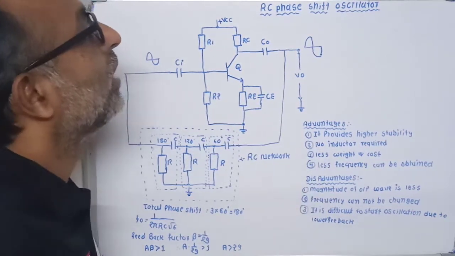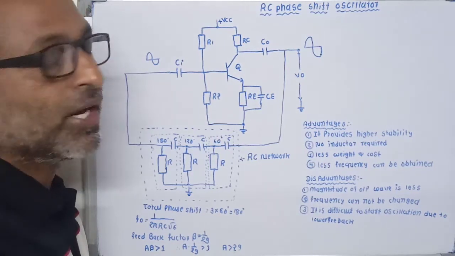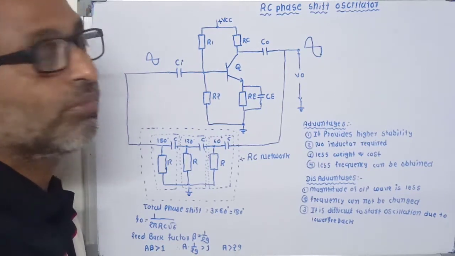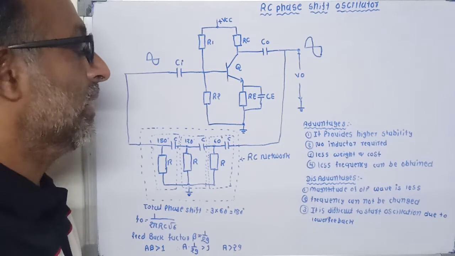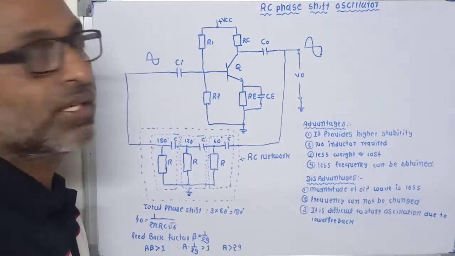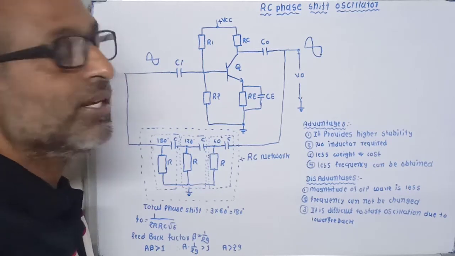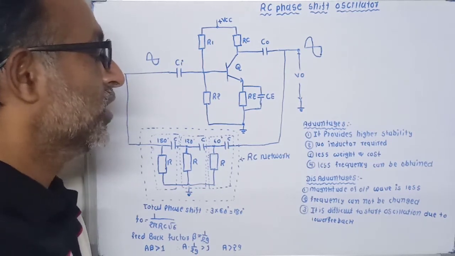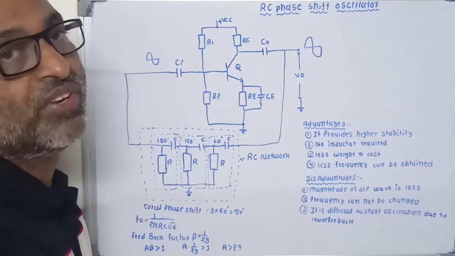Disadvantages of this RC phase shift oscillator: the magnitude of the output waveform is less. The frequency cannot be changed, that means it is fixed. Third, it is difficult to start the oscillation due to the very low feedback signal.